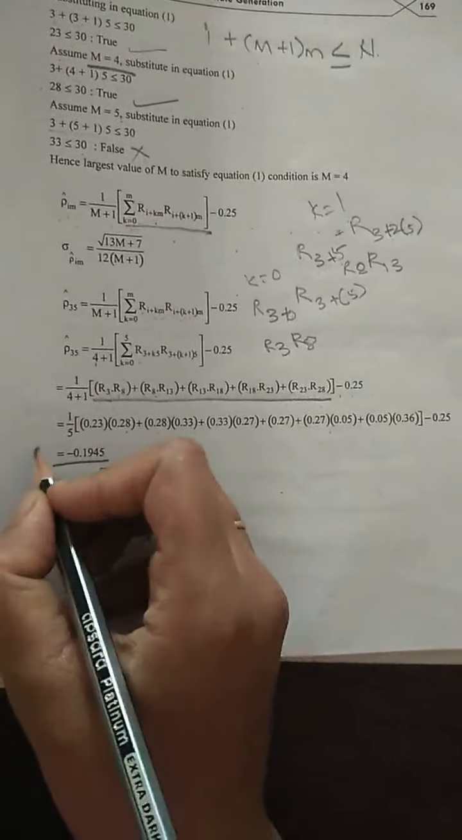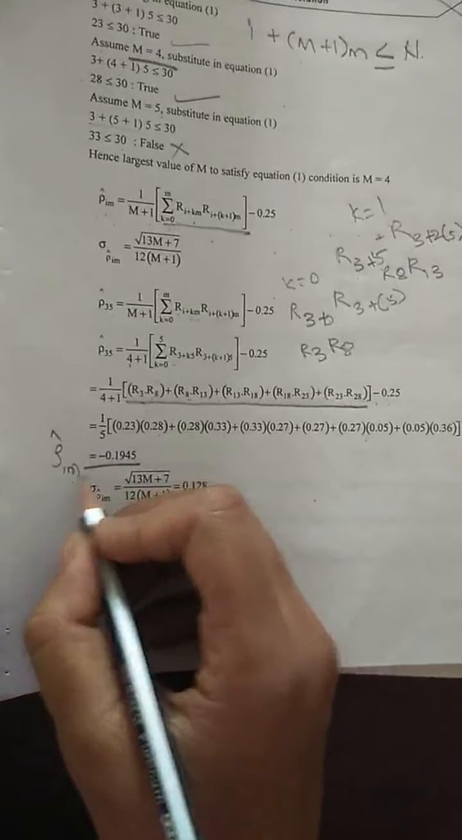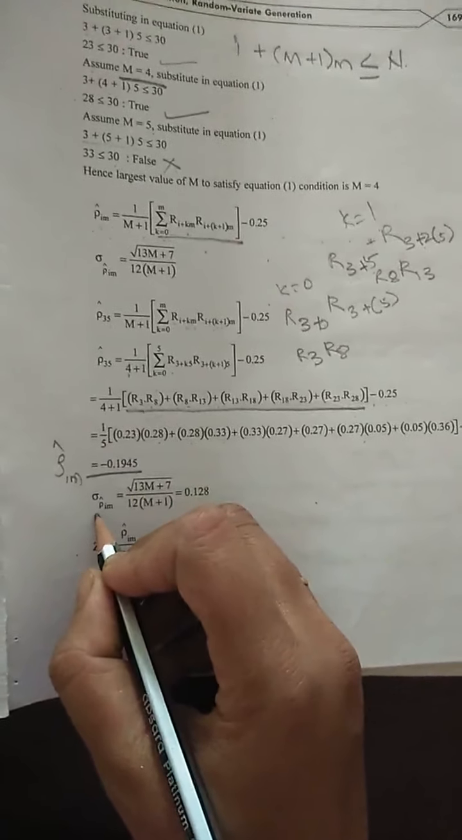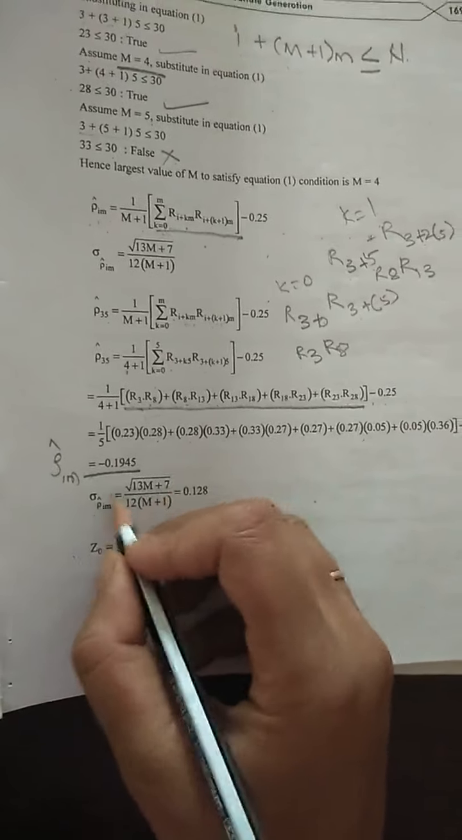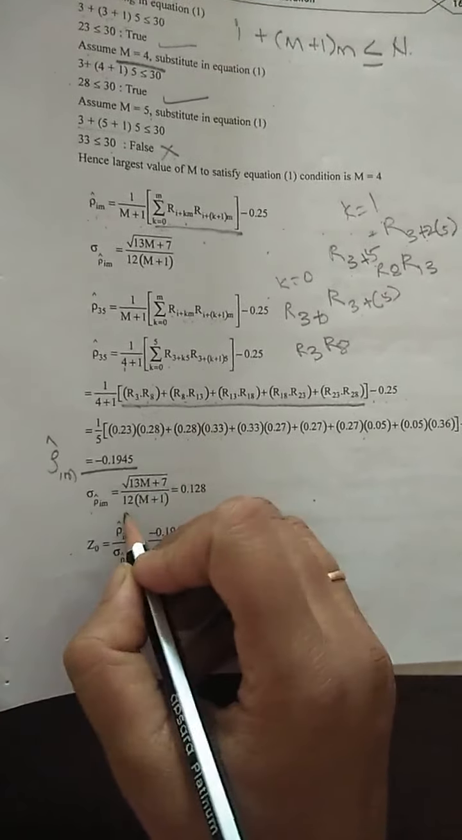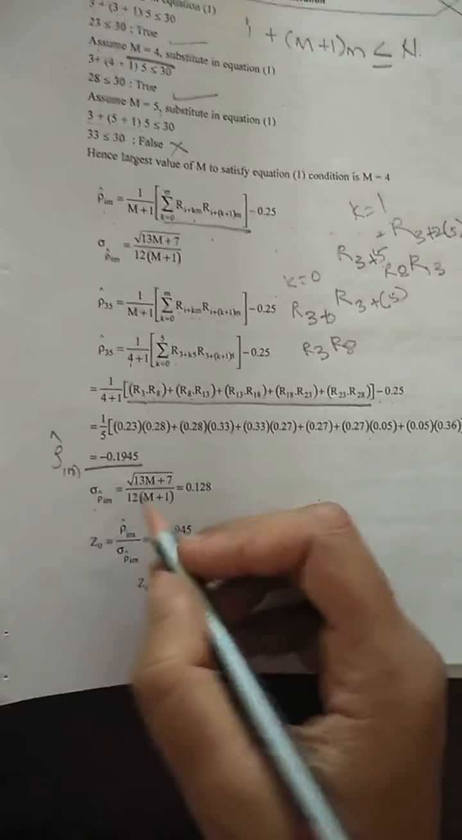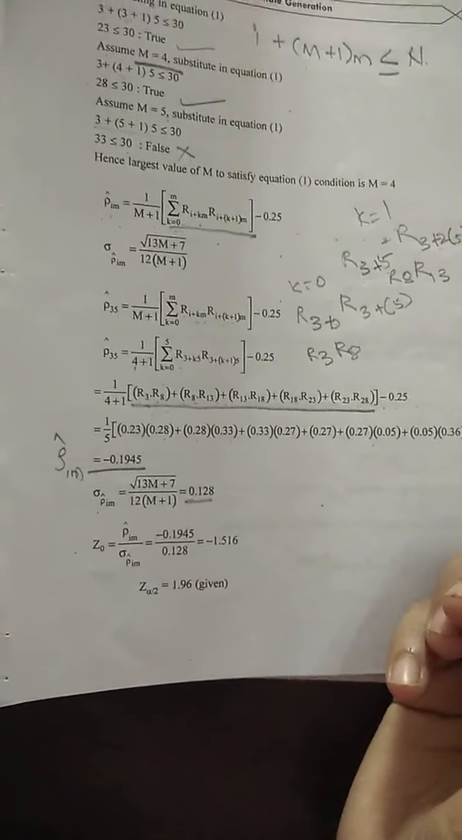We are getting the value of rho cap of im. Then we have to find the sigma of rho cap im, which is given by the formula square root of 13m plus 7 divided by 12 into m plus 1. The m value we have found is 4. Substituting this value, we get 0.128.